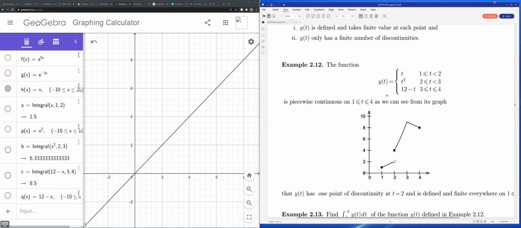Right, so what we want to be able to do is take Laplace transforms of functions that are piecewise defined like this. This piecewise definition is saying that on the interval 1 to 2, the function is equal to t. Between 2 and 3, it's equal to a different function, t squared. And between 3 and 4, it's equal to the function 12 minus t.